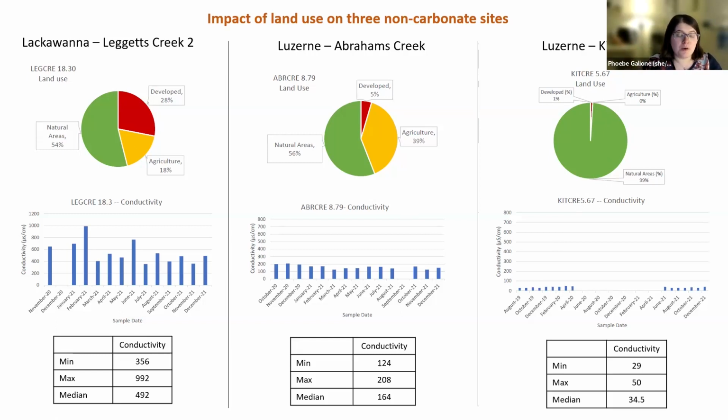One important thing that I forgot to say at the beginning is that all three of these are non-limestone sites. So all of these conductivity values are not being affected by the release of calcium carbonate. So it is not a factor in these numbers. So since we know it's not geology, one of the things, again, that we can potentially point this towards is our land use.